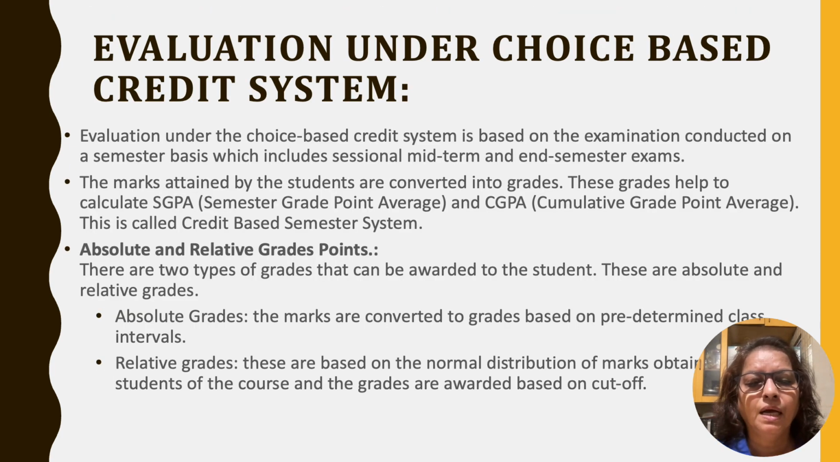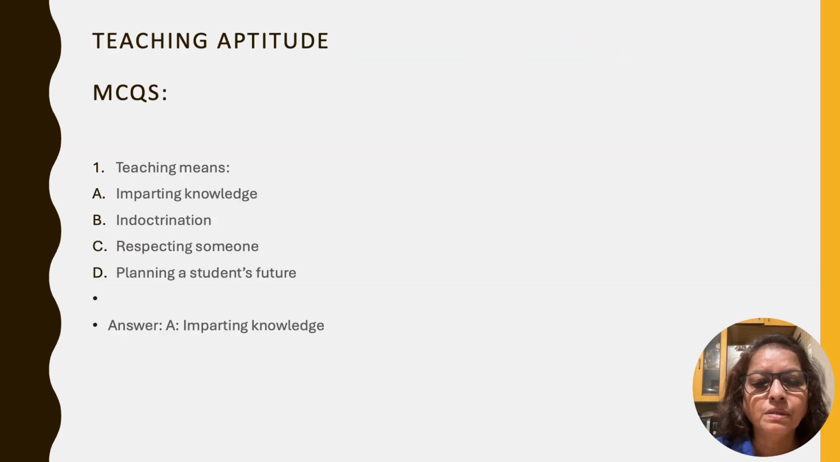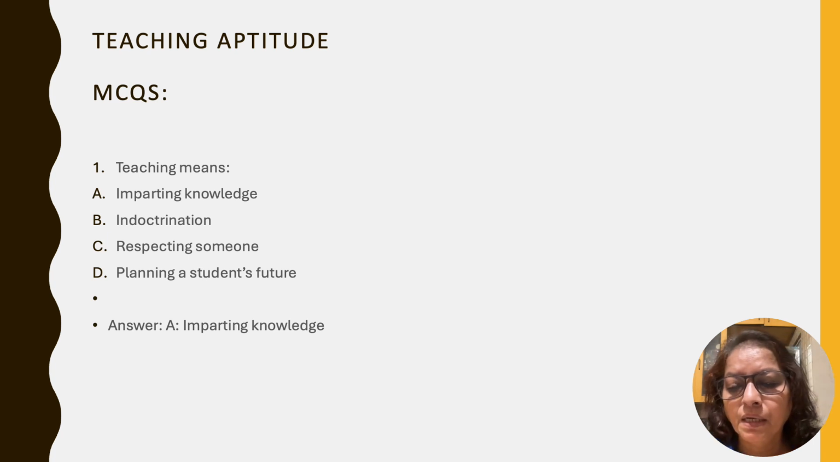Evaluation system has absolute and relative grades. See, the absolute grades are what you get, relative grades are relative. For this, what you have to do is go into your marks card. At the back of your marks card, the relative CGPA etc. is explained thoroughly. I'm going to show you 10 multiple choice questions now.